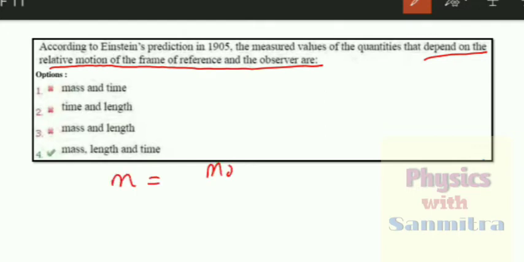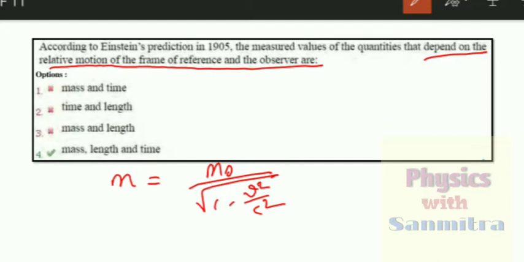Mass actually depends on the relative motion of the frame of reference, because the formula of relativistic mass is m naught by root over of 1 minus v square by c square. Here m naught is the rest mass and m is the relativistic mass.